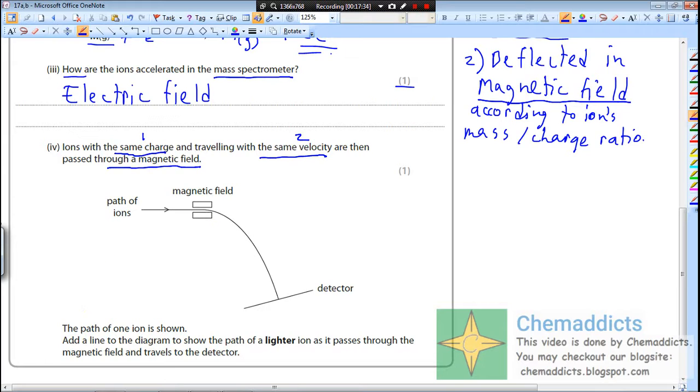In this question it has asked: the path of one ion is shown. Add a line to the diagram to show the path of a lighter ion as it passes through the magnetic field and travels to the detector. So they have asked us to draw the path of a lighter ion as it passes through the magnetic field and travels to the detector. Well, the expected path should be this.